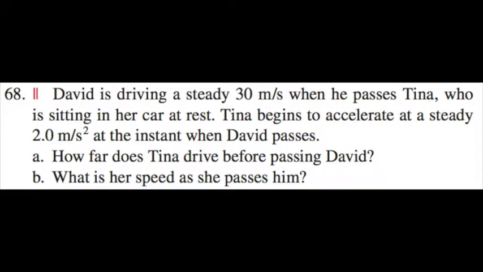All right, so the problem we're looking at is problem 68 in section 2. The problem reads, David is driving at a steady 30 meters per second when he passes Tina, who's sitting at rest. Tina begins to accelerate at a steady 2 meters per second squared at the instant David passes her. And the two things we're looking for is how far does Tina drive before passing David, and what is her speed when she does. So let's start by writing down our knowns.